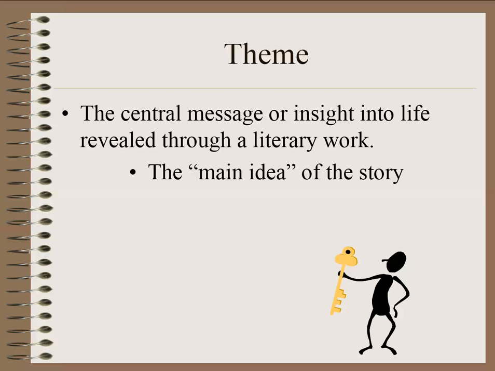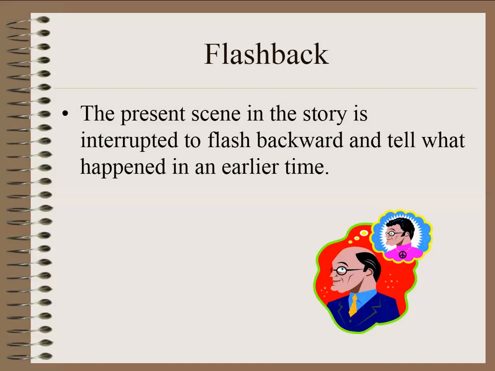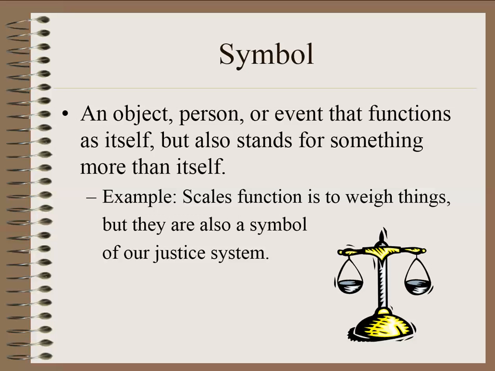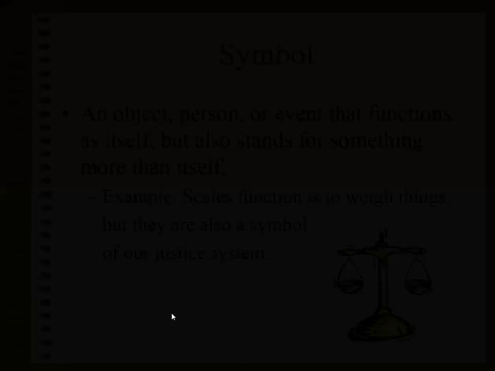Theme is the central message or insight into life revealed through a literary work, the main idea of a story. Flashback is when the present scene in the story is interrupted to flash backward and tell us what happened in an earlier time. Foreshadowing is the opposite. The writer gives us clues at what is going to happen later. They give us little hints that things may happen. Symbol is an object, person, or event that functions as itself but could also stand for something else, like a flag, or in this case, scales that represent the justice system.